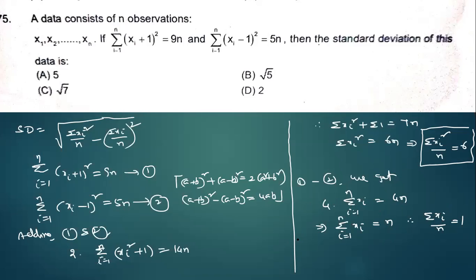Fine. Now come to the question. Put this value in. Now the standard deviation formula, dear students, says sigma xi square by n is how much? 6, minus the average, which is 1. So the answer is root 5. Option B.